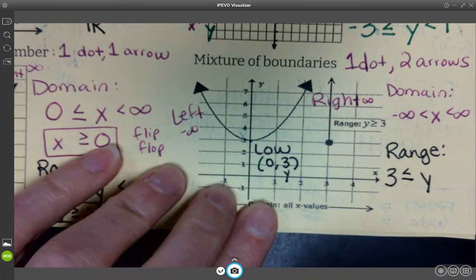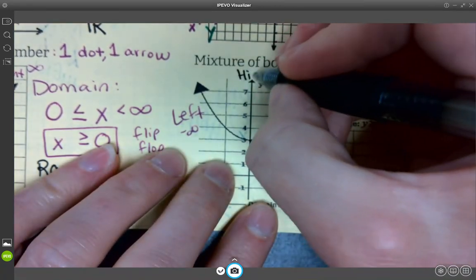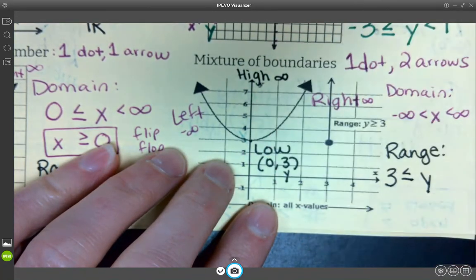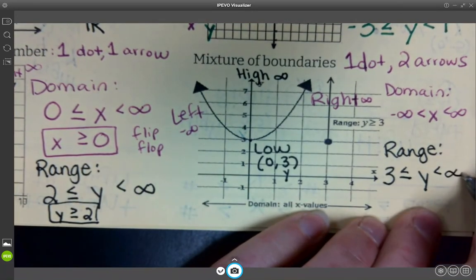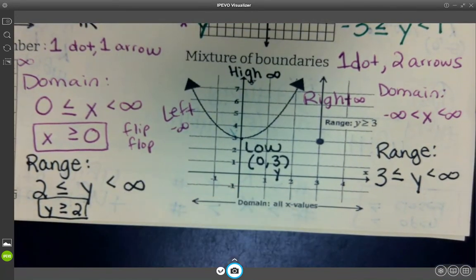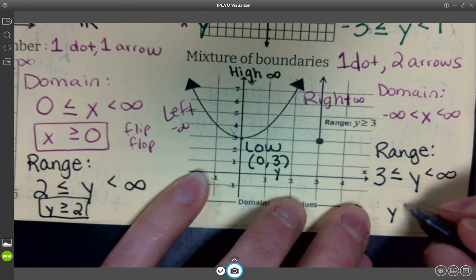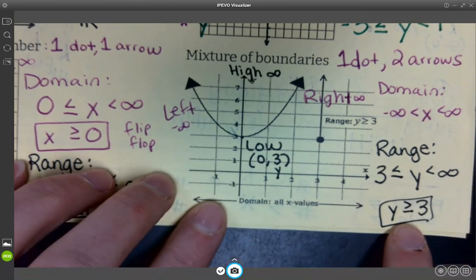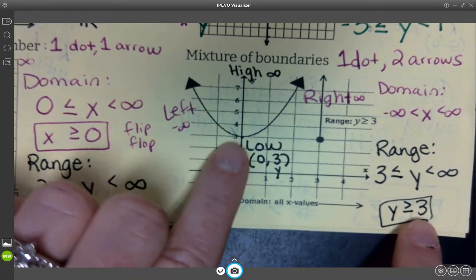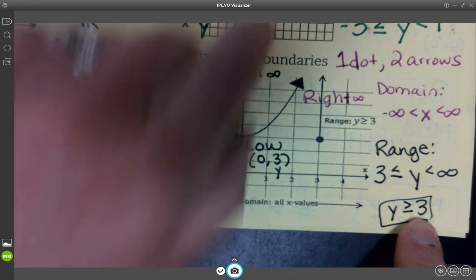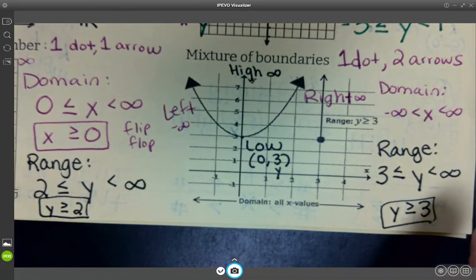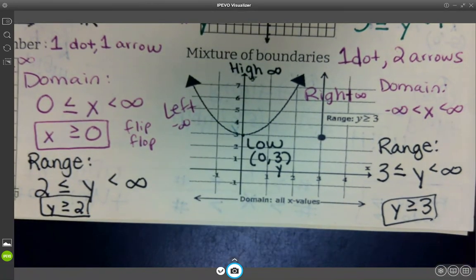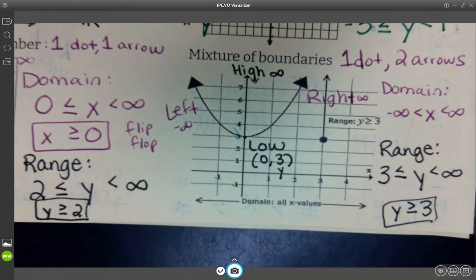Then how high up does it go? Yep. High is infinity. So less than infinity. Can't leave it like that because we need our variable first. So think about that. Y is greater than or equal to 3. That means it starts at 3 and is greater than that. So it's going up. So what you are going to do is the 3 problems that are left inside.